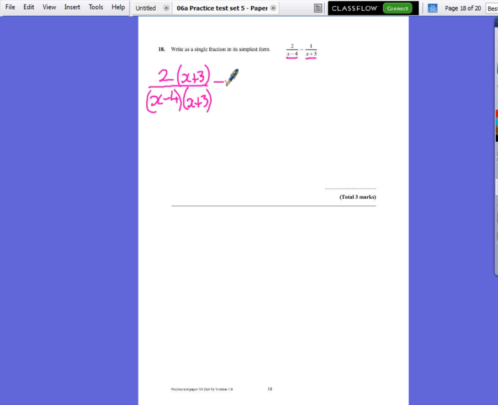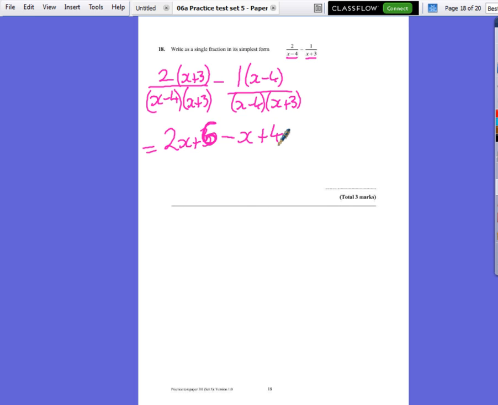And if you take away from that, multiply top and bottom of this one by x minus 4, and you'll have (x minus 4) over (x plus 3). Now we've got a common denominator, we can just expand the tops. So we'd have 2x plus 6, don't forget to multiply both numbers. Take away, and then minus 1 times x is minus x, but minus 1 times minus 4 is plus 4.